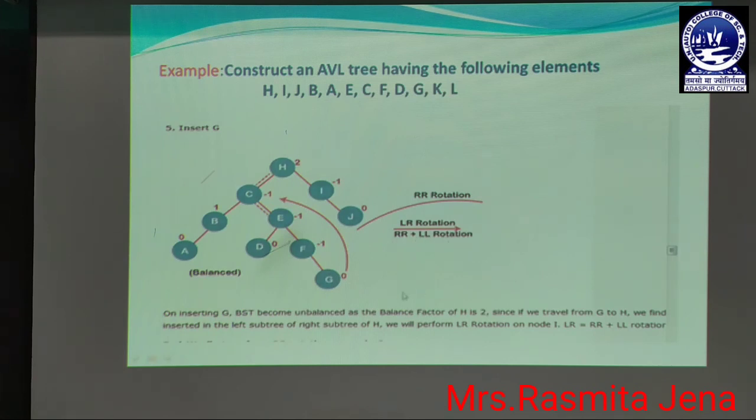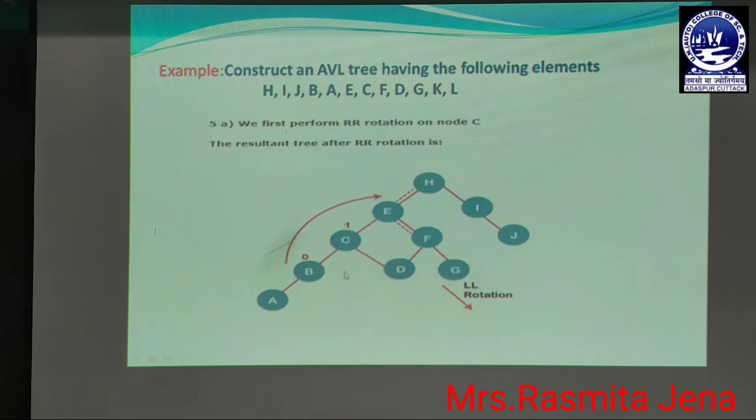that is RR and LR rotation. That means on inserting G, the BST became unbalanced as the valence factor of H is 2. Since we travel to G from H, we find it inserted in the left subtree of the right subtree of H. We will perform LR rotation on node I. That means we perform RR and LL rotation. So after performing RR and LL rotation, the tree becomes like this.